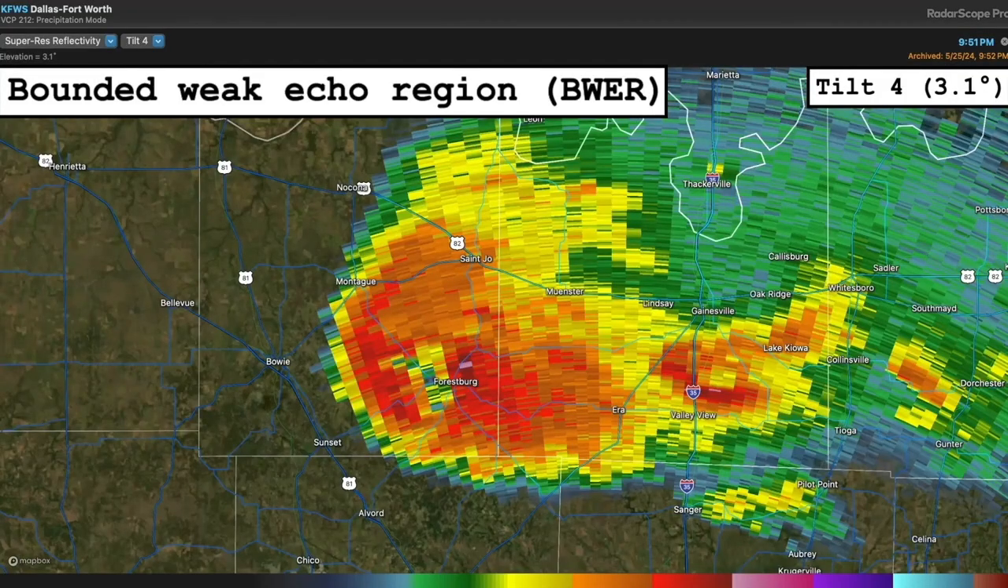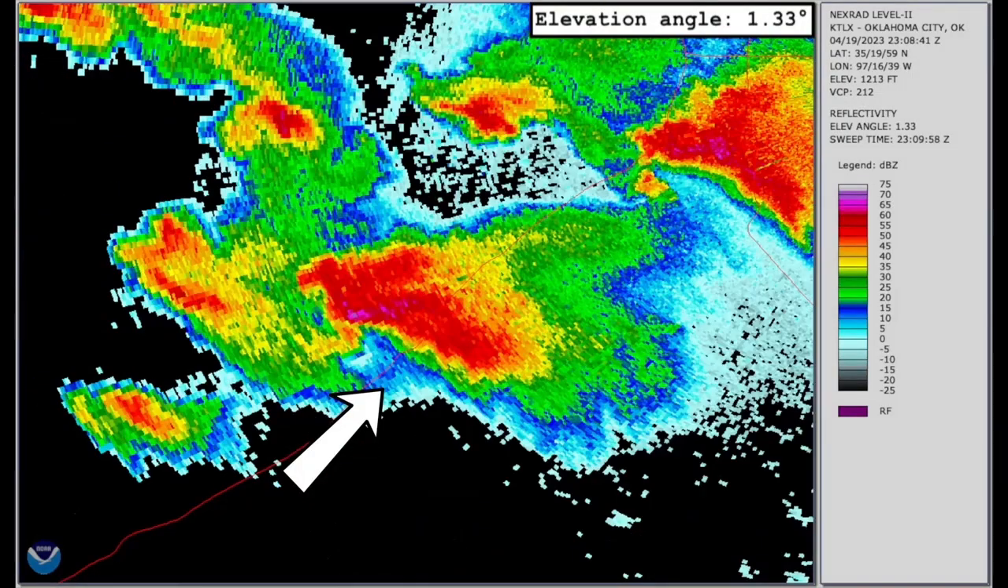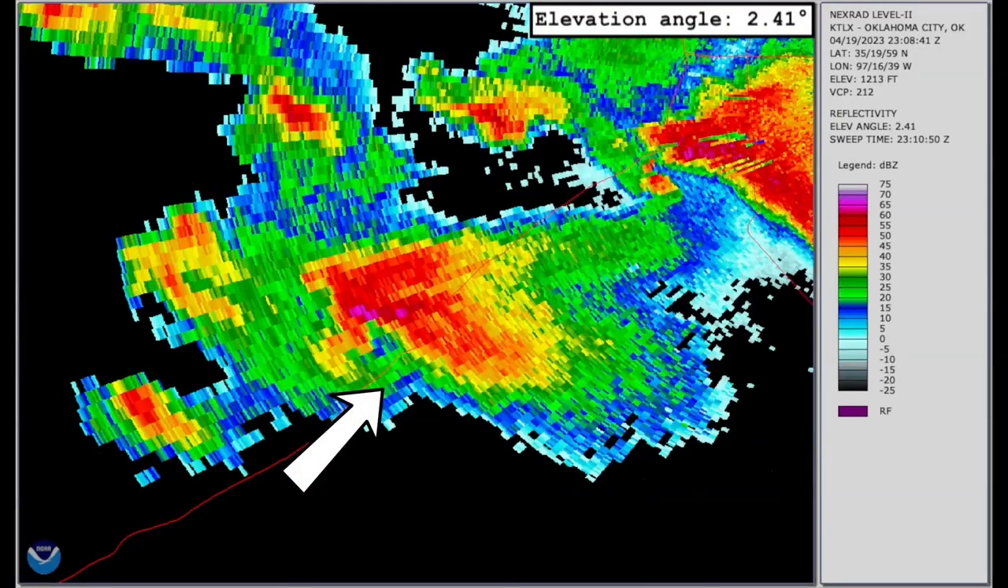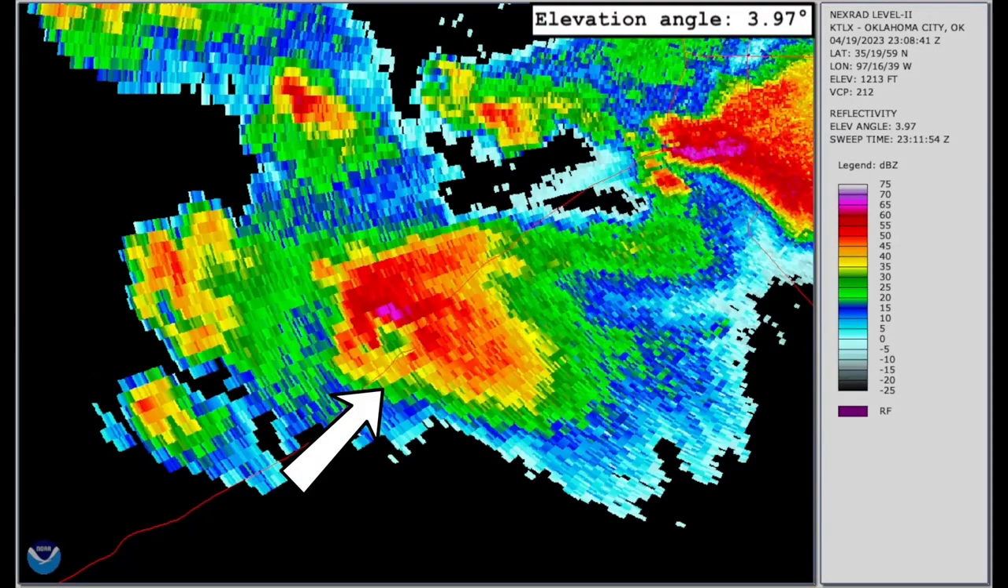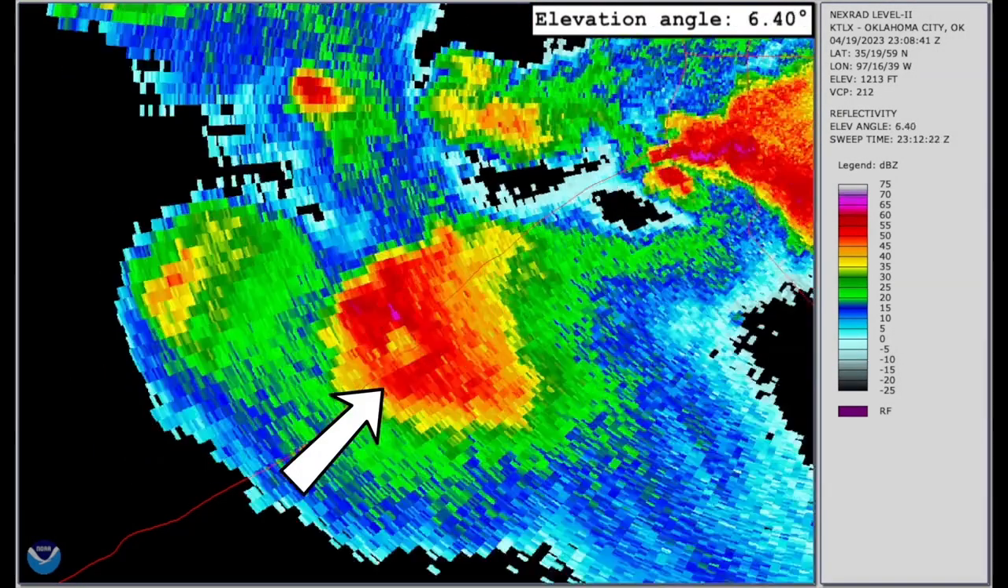Another sign of an intensifying updraft is the development of a bounded weak echo region, or BWER, which is a small region of lower reflectivities surrounded by higher reflectivities in the mid-levels of a storm. A BWER occurs when an updraft is so intense that it displaces developing precipitation particles to much higher levels within a storm, leaving a relative void in reflectivities. It's a sign that an updraft is quite strong and often indicates that a storm is becoming or has become severe.